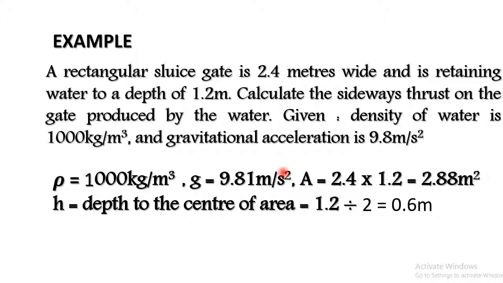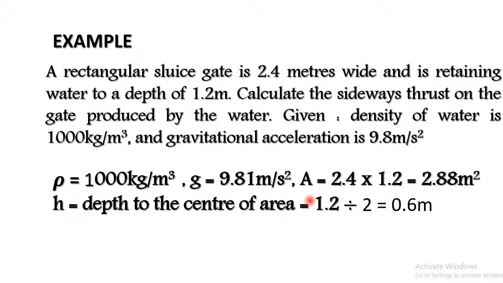For the area, we've been given the dimensions 2.4 by 1.2. If we multiply 2.4 by 1.2, we have 2.88 square meters. And for the depth to the center of the area, because if we are to work out the force on the gate, we have to determine the depth to the center of the gate. The depth to the center of the gate is 1.2 divided by 2, so it's going to be 0.6 meters.